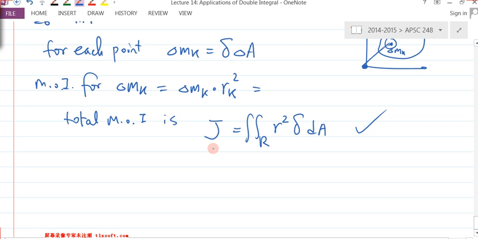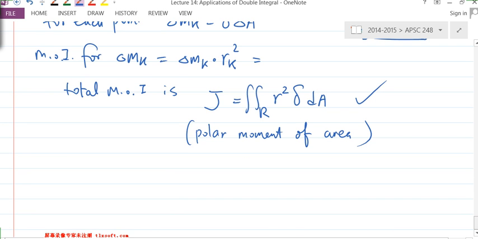Now this is the moment of inertia with respect to the origin, the axis passing through the origin. So a lot of the time you will see this called the polar moment of area, or polar moment of inertia. There are so many names, and some people use them differently. But it's polar essentially because you get r squared, the distance to the origin.